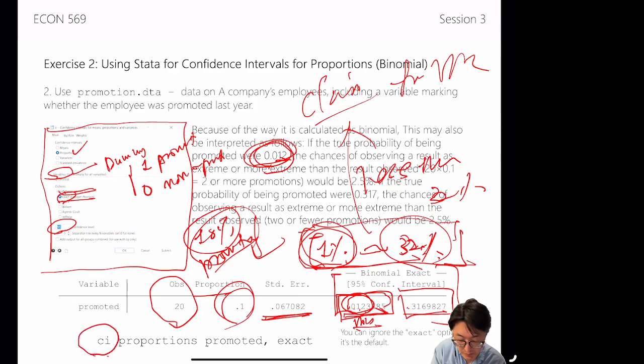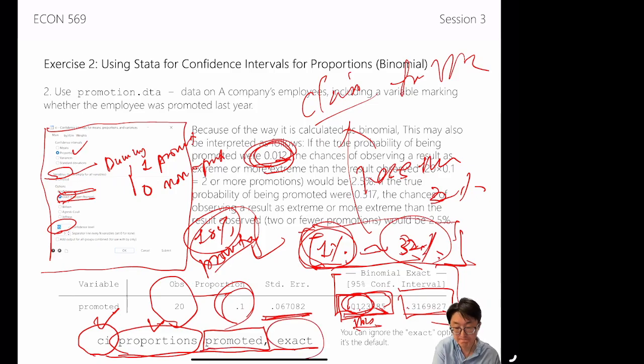And simply you can do that. For the confidence interval, instead of means, you are defining proportion, and this is a variable name, promoted, and exact.